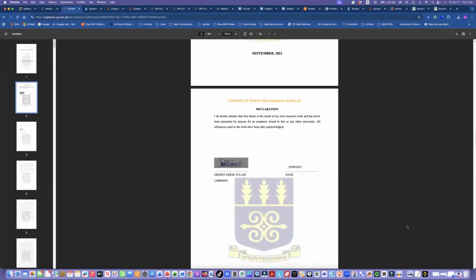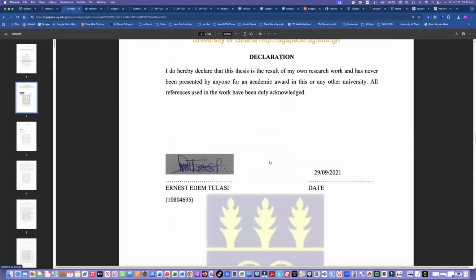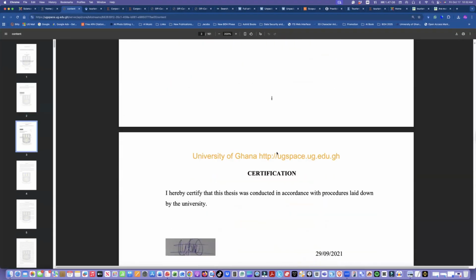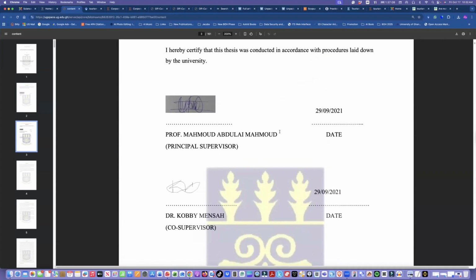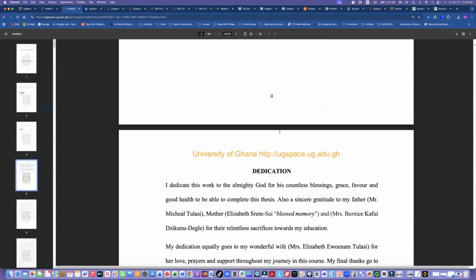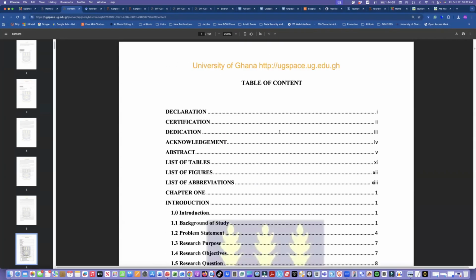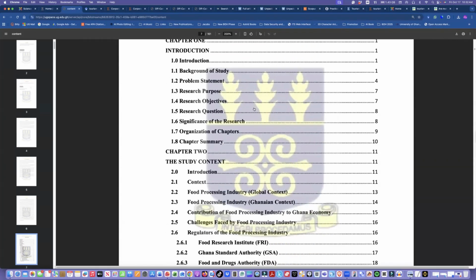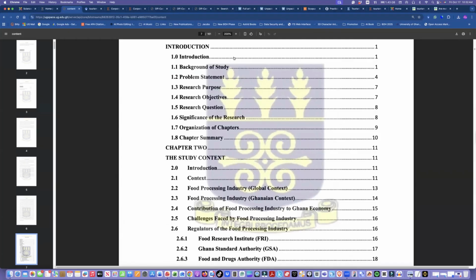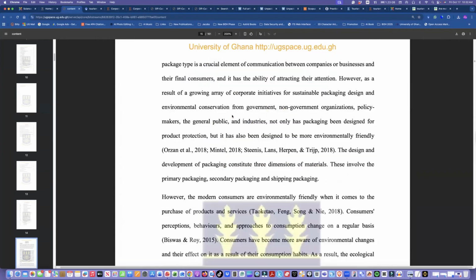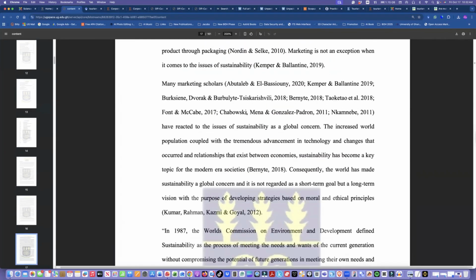Then I can go through them and see what is required. Currently, the certification and the declaration are on the same page. This is an old work, 2021, but they have changed it. Now let's look at it. Dr. Bano will take you through how to structure the beginning part later. So you can see the background of the study, packaging and stuff. Then it goes on to write. So you can get an idea of what is expected of you.